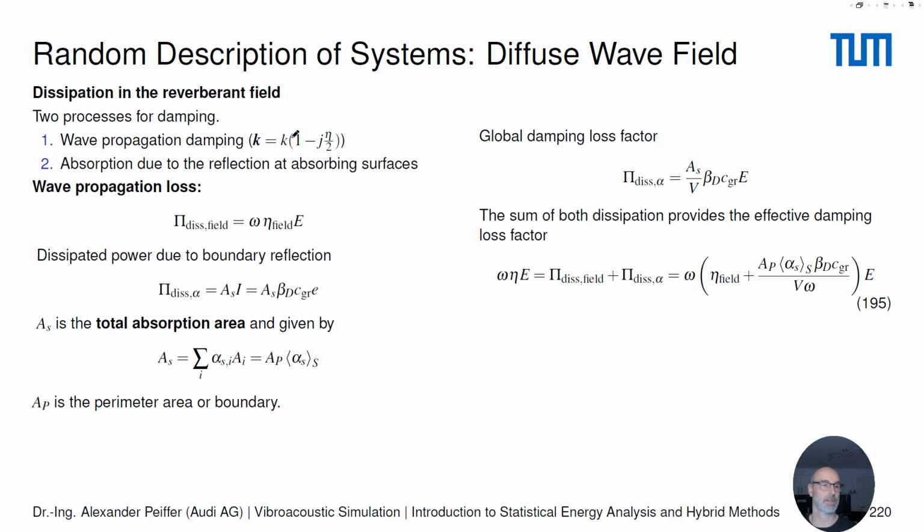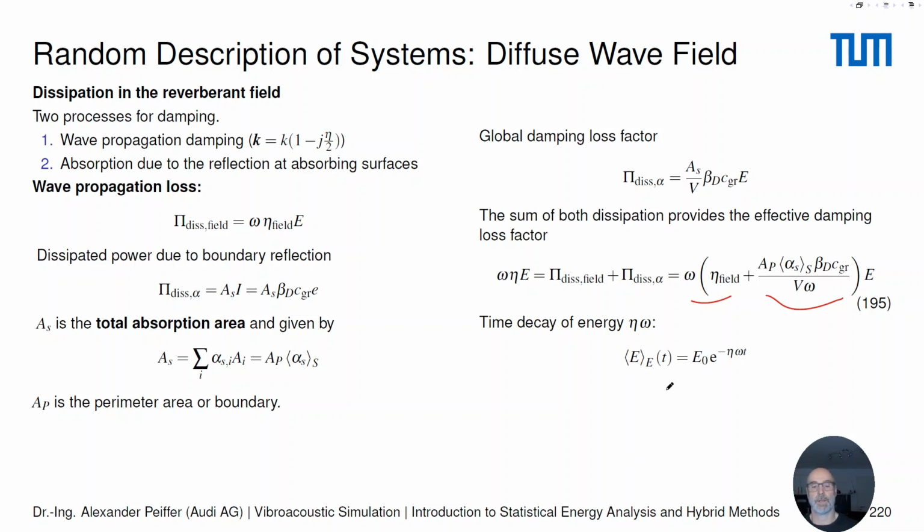So we just take the dissipation value here, which is a simple one, but we add the above formulation of this, and then we get this expression. In the parentheses you see the total loss factor of a random subsystem diffuse wave field, which consists of the wave contribution and the boundary contribution. And the boundary contribution depends on the dimension of our subsystem, or I'd say the surrounding boundary of our diffuse wave field.